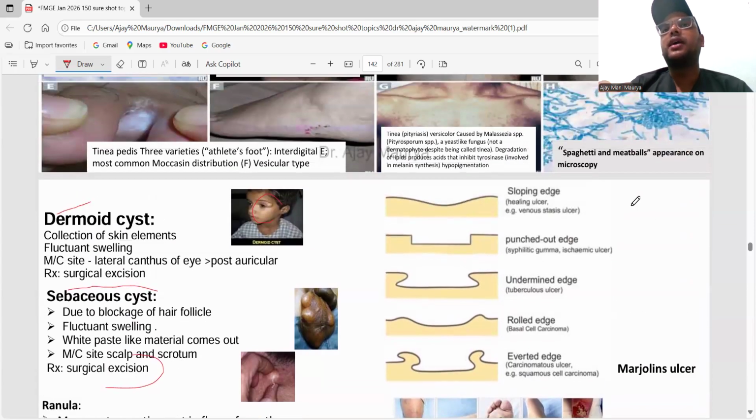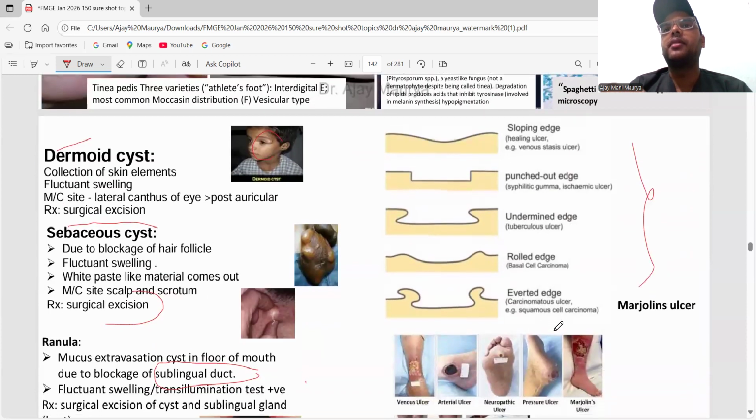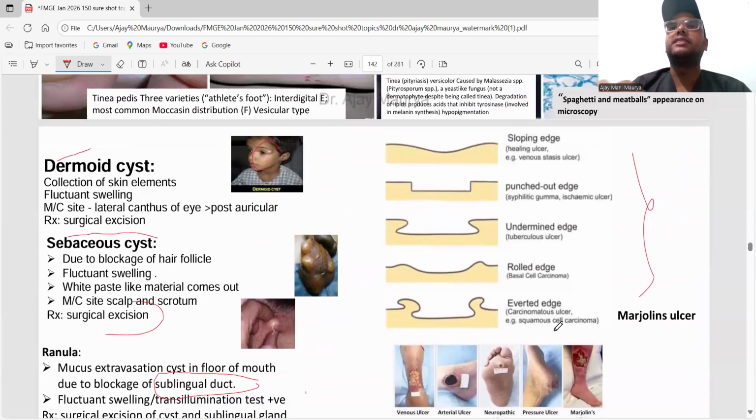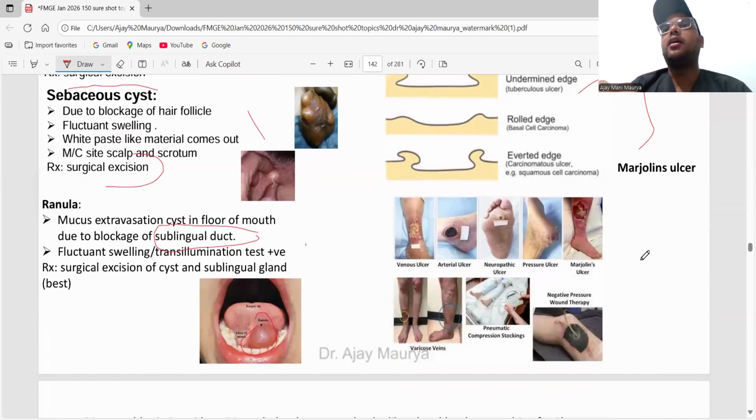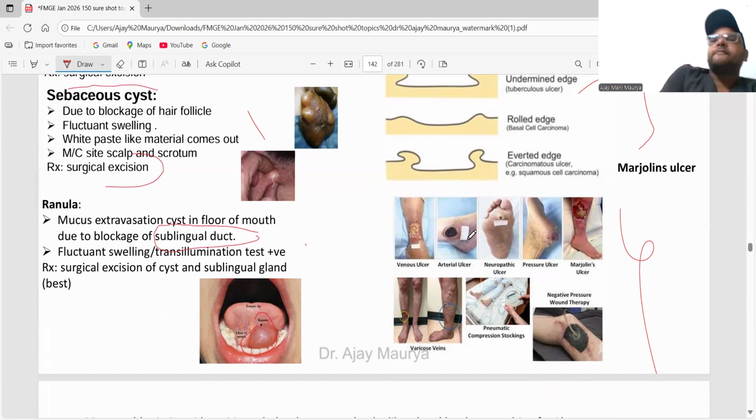These are the types of ulcers and the examples you have to remember. I don't want to discuss them here. Just remember which is the sloping edge, which is the punched out lesion, which is undermined, rolling edge ulcers, and everted edge ulcers, and the examples. One MCQ here and one there will cover everything. These questions are all-time important. Venous ulcer, arterial ulcer, neuropathic ulcer, and marginal ulcer is associated with burns.